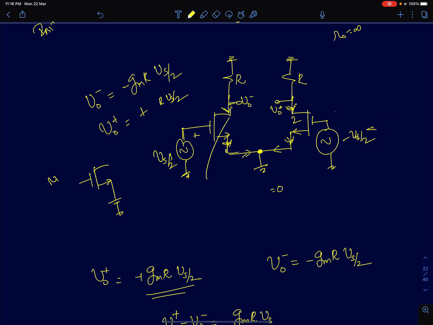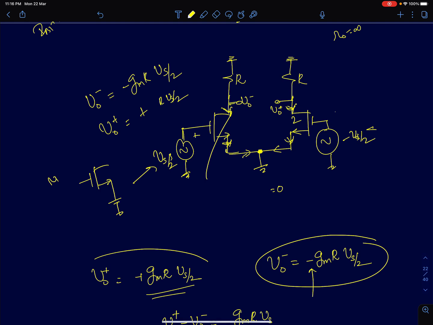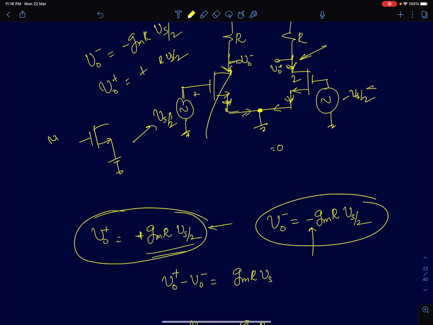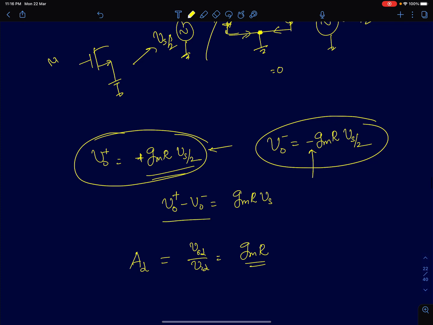So the gain VO minus will simply be minus of GMR into Vs by 2. The minus comes because it's a common source amplifier. And VO plus will be plus GMR into Vs by 2. So that's this node here. So the differential output voltage will be GMR into Vs. So the gain is going to be GMR.